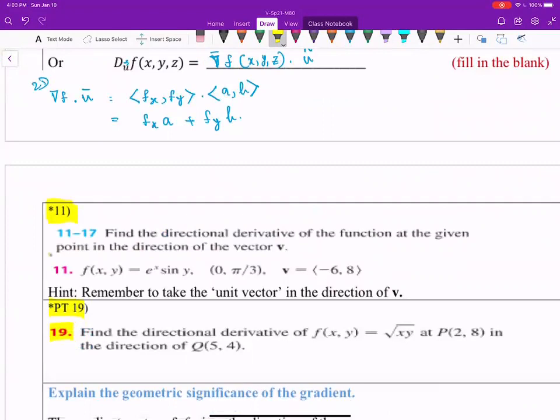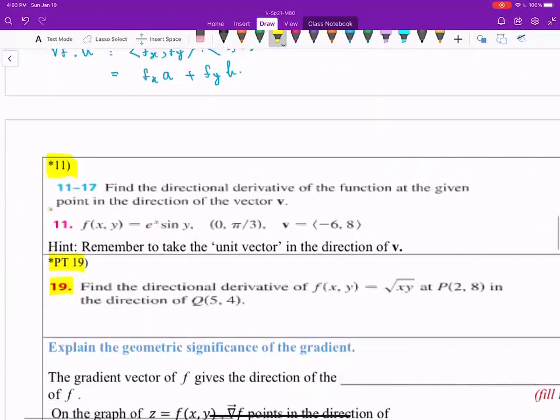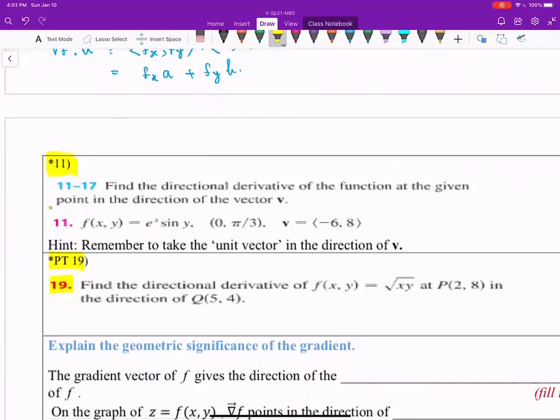Please refer to the problems based on the directional derivative in the section videos. Problem number 11 and 19 are done in those section videos. Please refer to them.